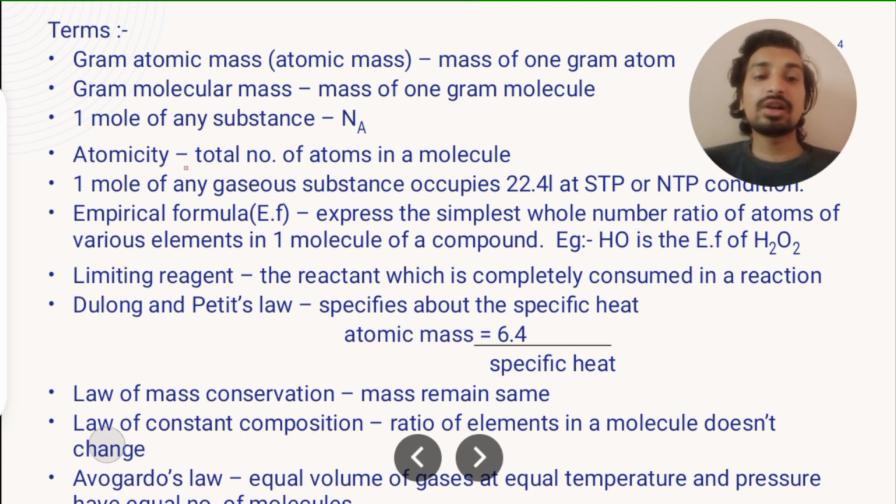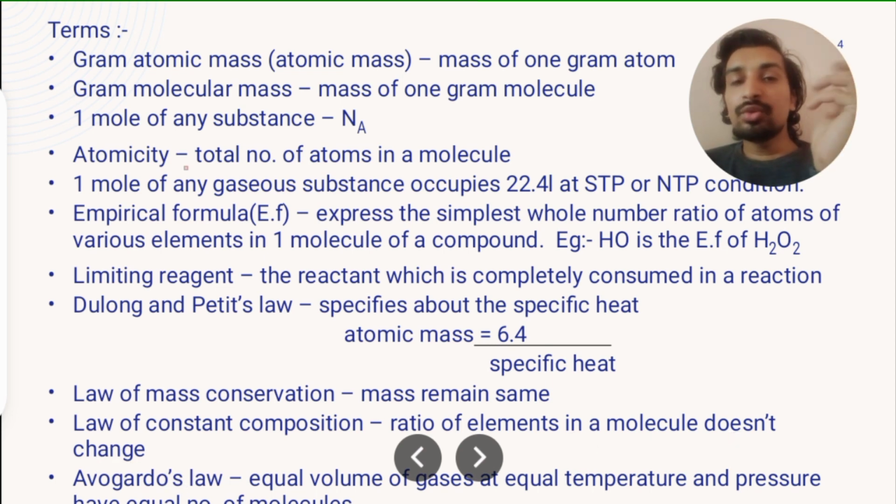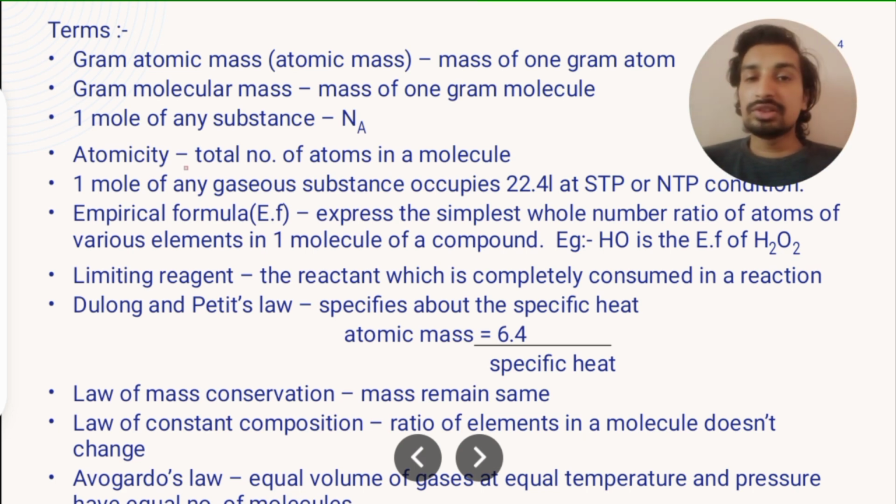And the law of constant composition. This is the law of mass conservation, and you have the law of constant composition. The ratio of elements in a molecule does not change. Wherever you go in the world, H2O will be the same: 2 atoms of hydrogen and 1 atom of oxygen form water, right? So the molecular mass of water is the same wherever you go. The ratio of the elements in a molecule does not change anywhere.